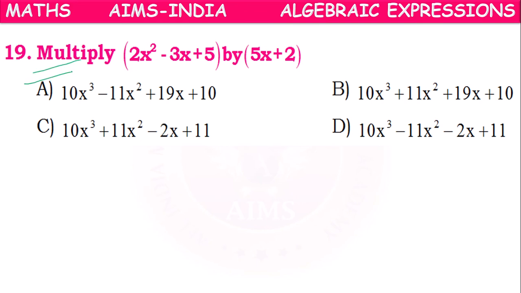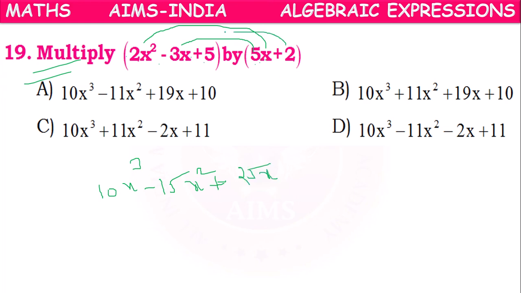Next, children, multiply the terms. First, we have to multiply with 5x. 5 into 2, 10. X into x square, x cube. Next, 5 into minus 3, minus 15. X into x, x square, plus 5 into 5, 25, x. Now, let's multiply with plus 2. 2 into 2x square, plus 4x square, 2 into minus 3x, 6x, 2 into plus 5, plus 10.